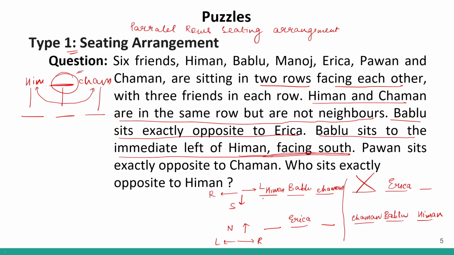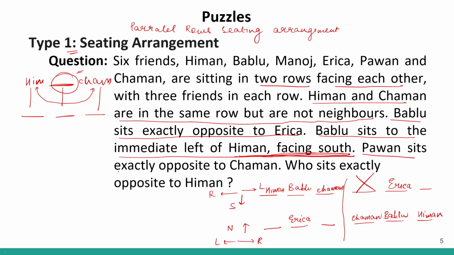So whenever you solve a question on seating arrangement, keep in mind that you have to take both the possibilities. Sometimes there could be even more than 2 possibilities. Sometimes there could be 5, 6 possibilities also. So you have to take all the possibilities while solving the question and keep eliminating the ones that are incorrect based on the data. So based on this data that Himan is facing south, we could eliminate possibility number 2. Correct? Coming back to the question.